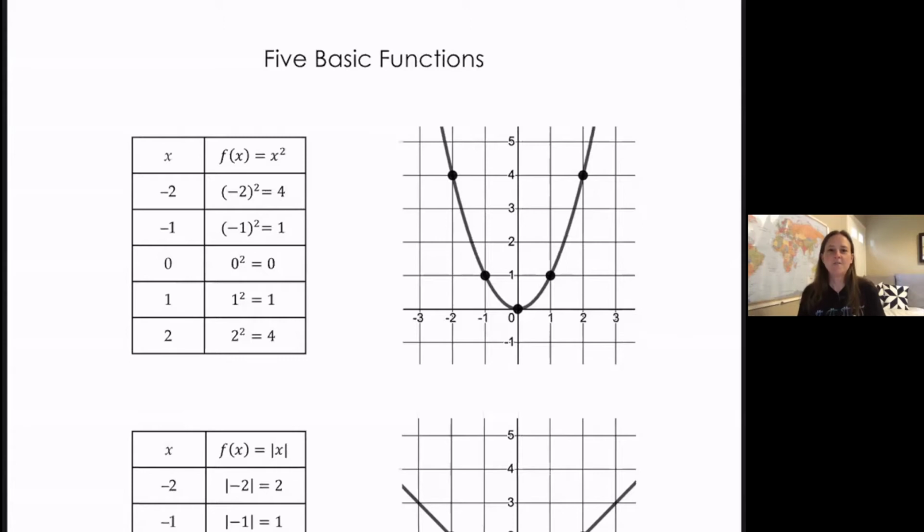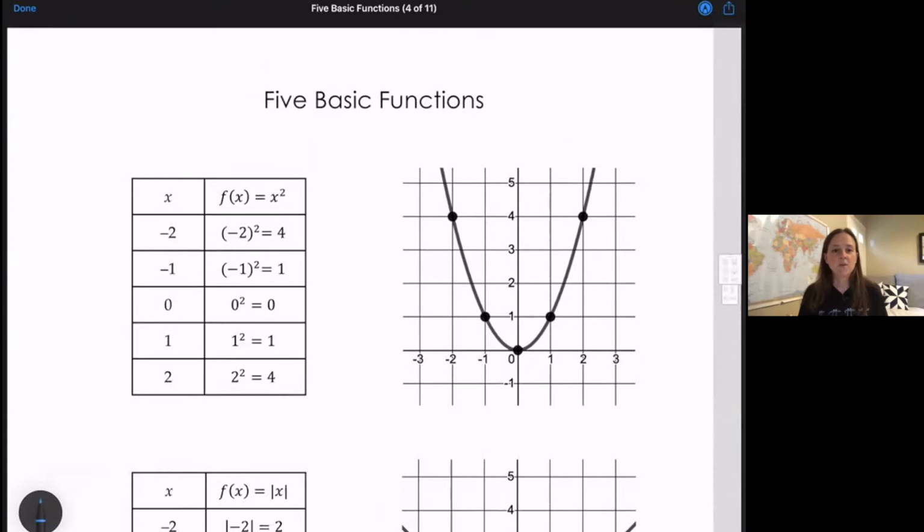All right, and these are just 5 functions that we're going to use a lot to talk about the rules of transformations. So we have the graph of x squared here, and all I've done is gone through and plotted a few points. So I took -2 and then plugged it into x squared. So -2 squared is 4, so I plotted the point (-2, 4), and you see that up on the graph.